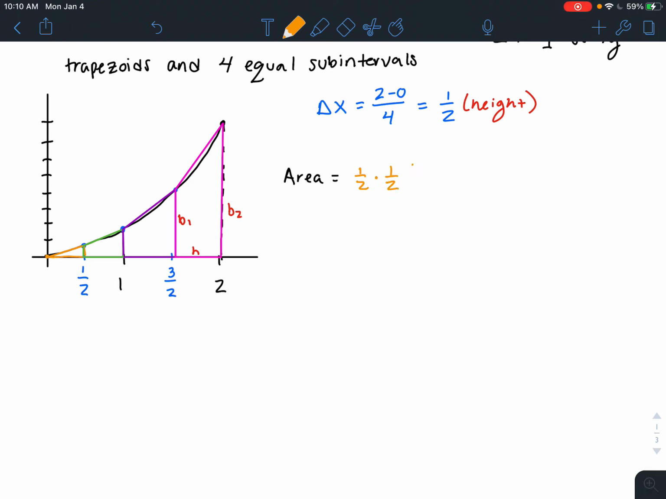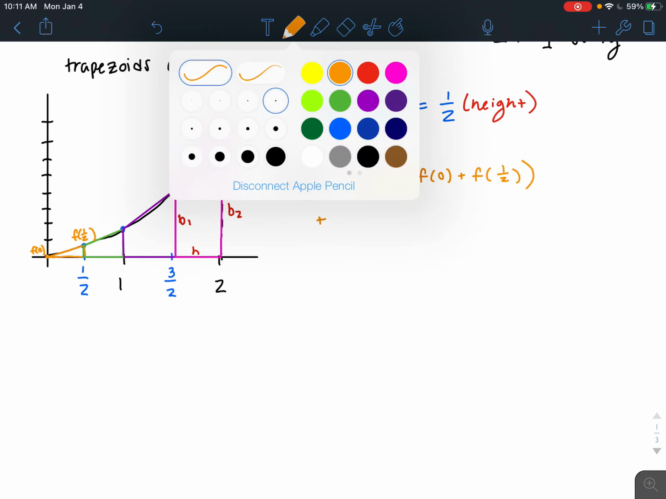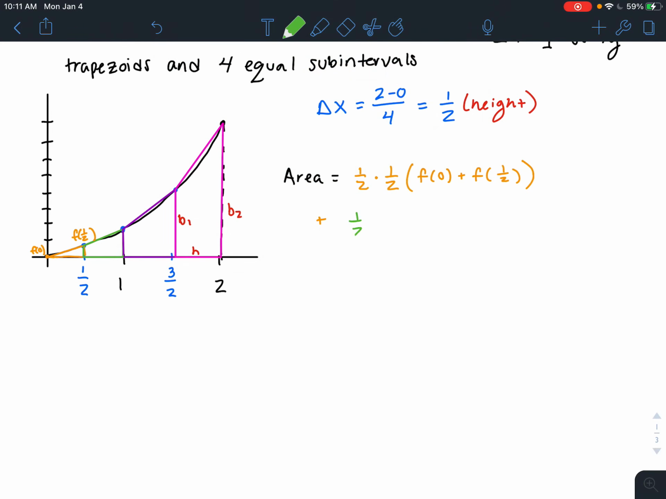So the area of our first trapezoid would be 1/2 times the height of 1/2 times the sum of the bases. So the bases here, this would be f of 0 and f of 1/2. So we'll add those two together. And then we're going to add that, right? So then we'll have the second trapezoid is 1/2 times the height of 1/2. And now those bases are f of 1/2 and f of 1.